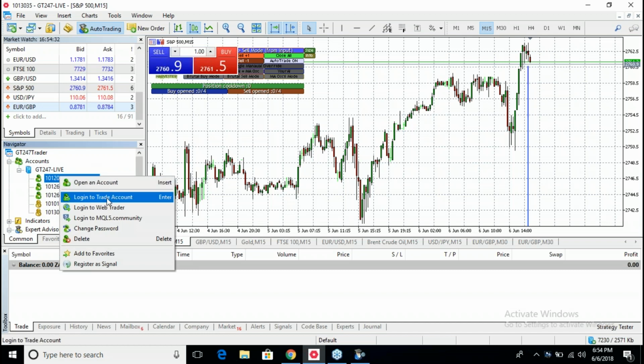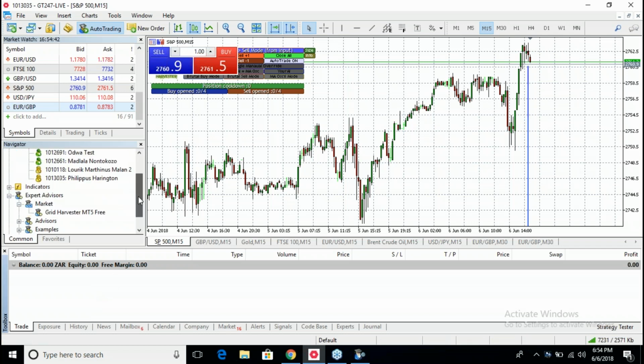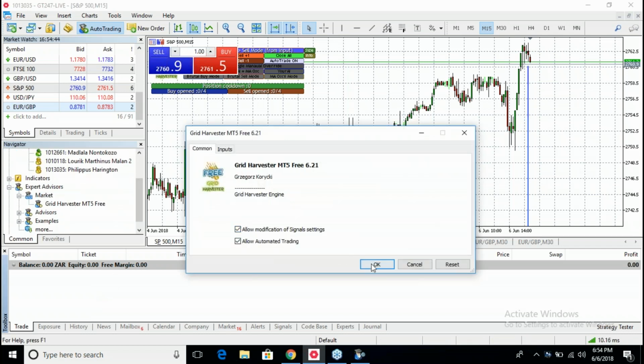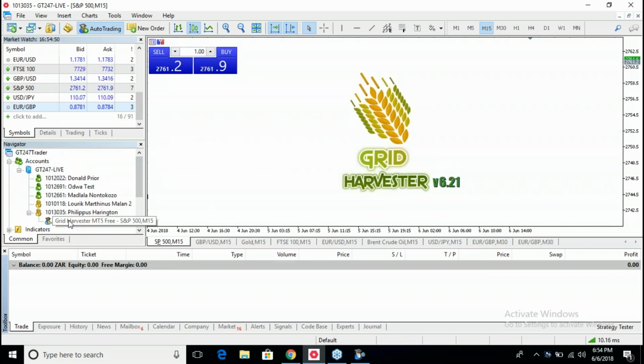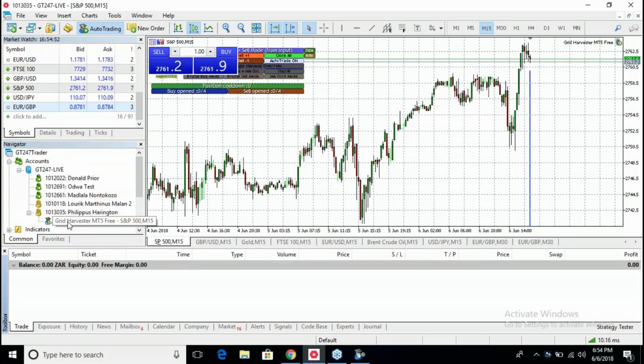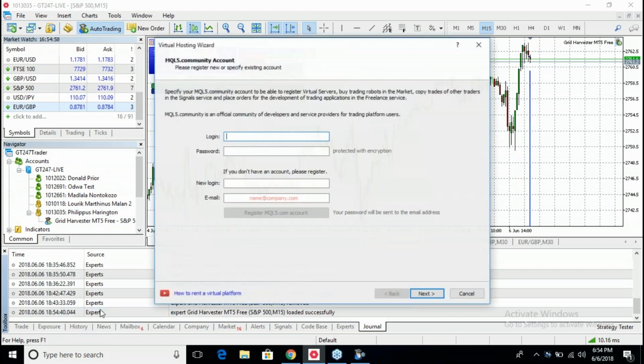So let me just quickly have a look here. Okay, so I need to have an expert advisor linked to that. So let me just quickly go here and then run that one there. So you'll actually see that the grid harvester is running on this one here. So if I then right click on that account, I can go and register a virtual server.